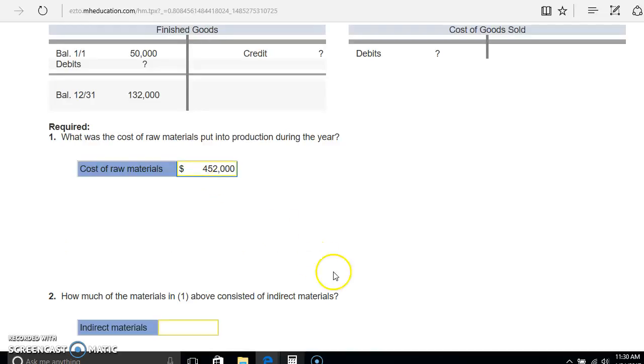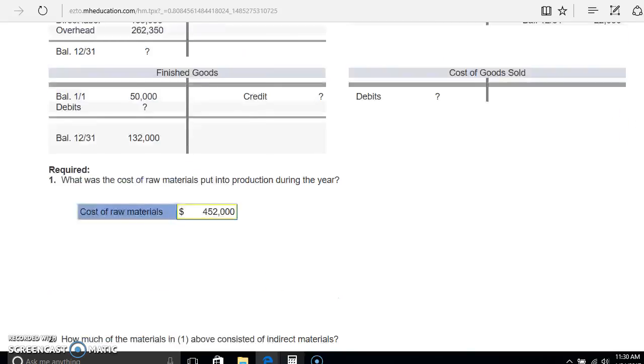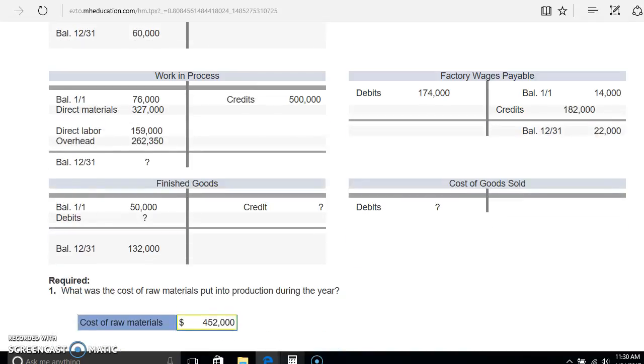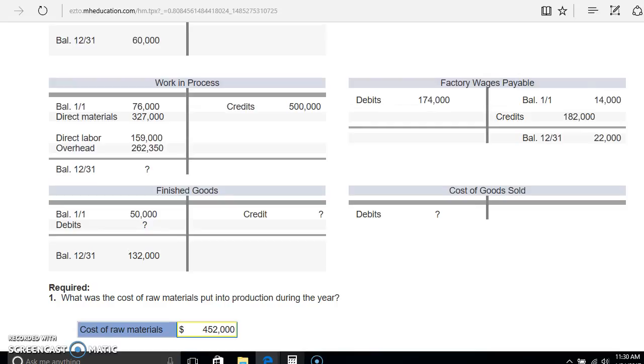Okay. So how much of the materials above consisted of indirect material? What I'm going to do is take a look up here, and we had 452,000 of total raw materials. So we had 327,000 of direct materials. Raw materials will either be direct or indirect. Direct materials mean that it's something that can easily be traced to what you're making. For example, if you're making a bicycle, it'll be the seat and the tires and the handlebars and the basket, stuff that's super easy to trace.